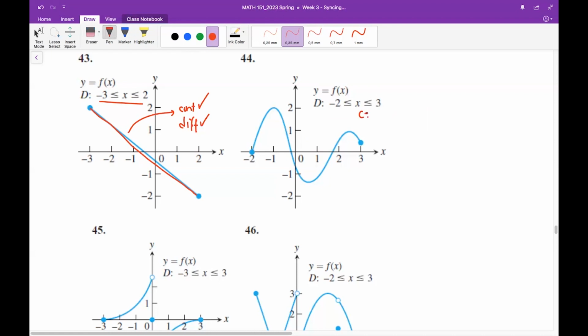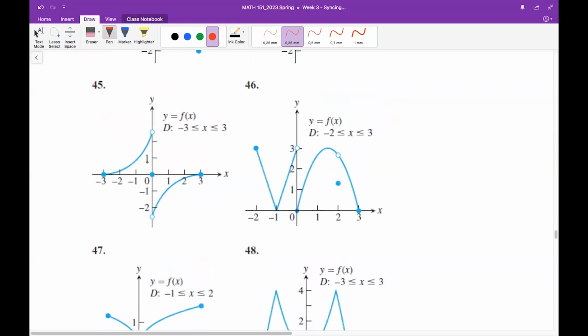So, continuous over the given domain, checked, and it is also differentiable as it doesn't contain any corners, cusps, wild oscillations, and so on, right? Okay? Second graph is also continuous and differentiable over the given domain. Okay, let's move on. This graph, except the origin, it seems like there is no problem.